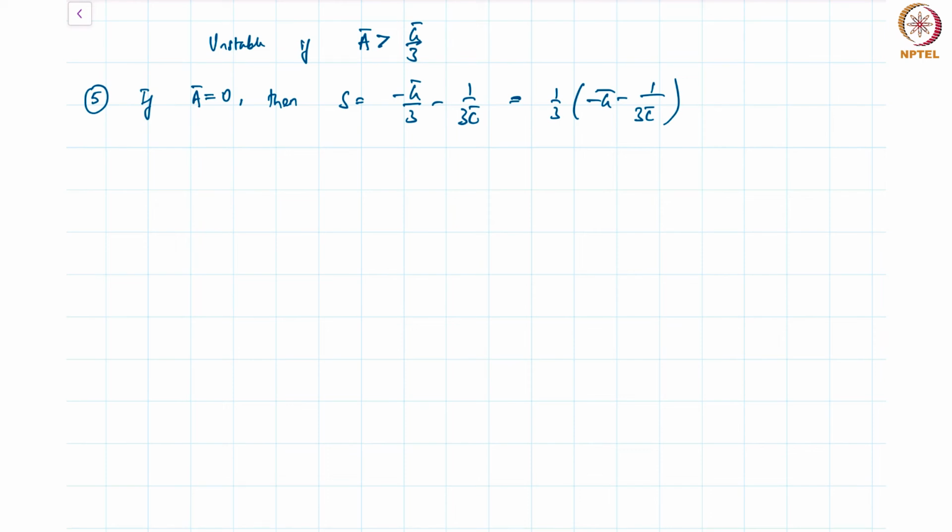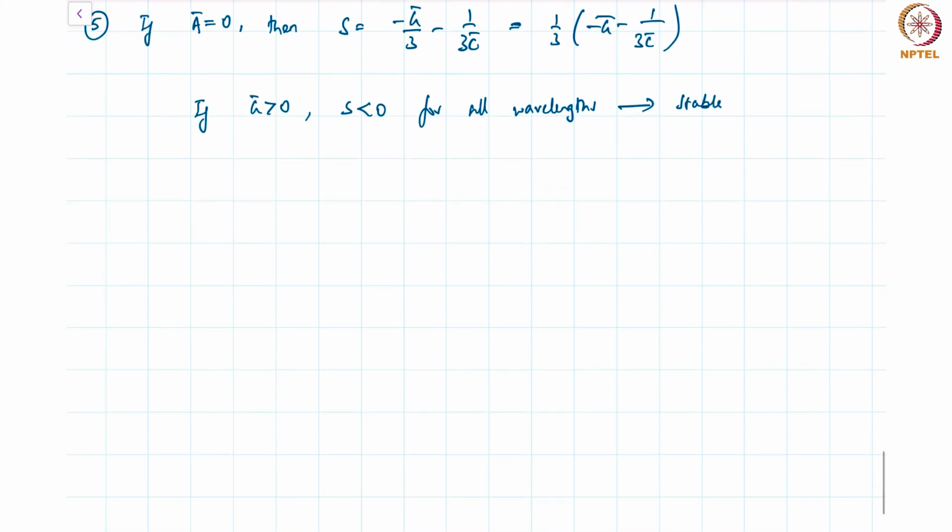Now, if G bar is greater than 0, then we can immediately say, remember the capillary parameter C bar is always positive. But the value of G bar can be positive or negative depending on the sign of gravity, or the direction of the gravity vector. If G bar is positive, S is less than 0 for all wavelengths. This is linearly stable, right?